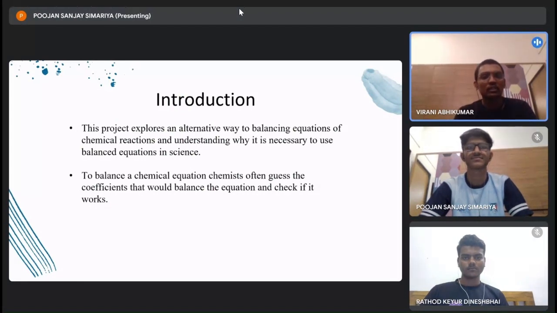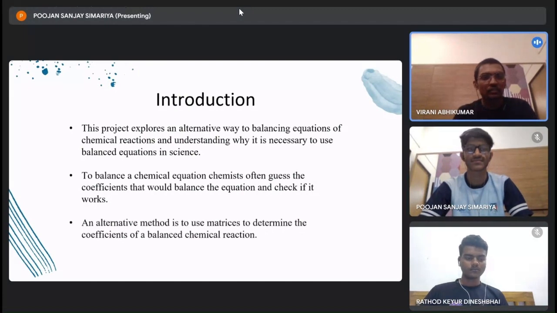To balance a chemical equation, chemists often guess the coefficients that would balance the equation and check if it works. Balancing chemical equations by hand can be tedious and susceptible to mistakes. As the number of elements and the complexity of the reaction increase, the difficulty in achieving a balanced equation rises significantly. This method becomes impracticable for complex reactions or those with unknown coefficients. So an alternative method is to use matrices to determine the coefficients of a balanced chemical reaction.